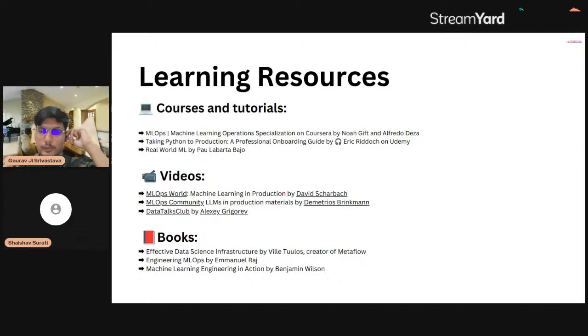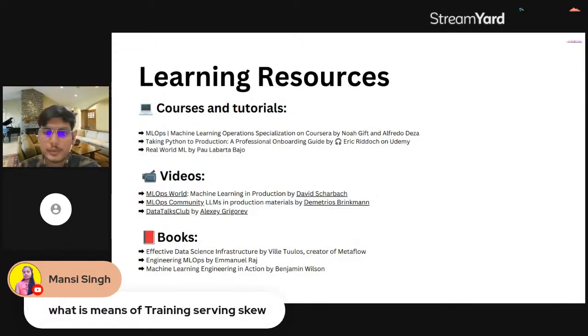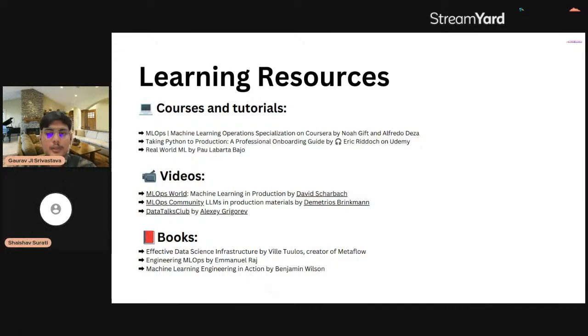Okay, Sashav. We have one more question. What is the meaning of training serving skew? Training serving skew means the difference between performance during training and performance during serving. A skew can be caused by a discrepancy between how you handle data in training and serving pipelines.